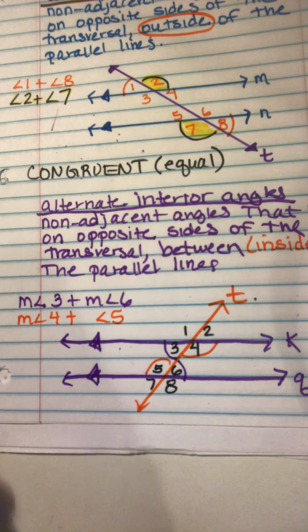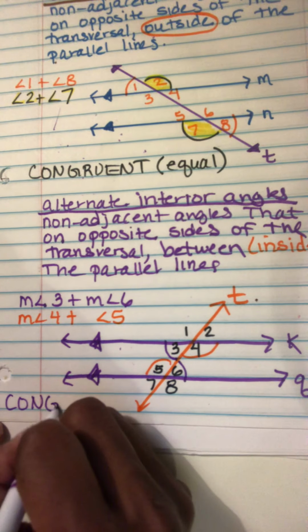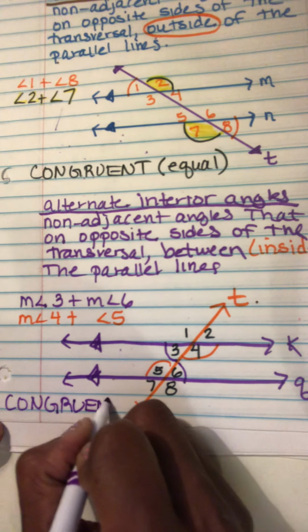So what we know about these angles is that these are also congruent. And we also know that congruent means that they are equal.